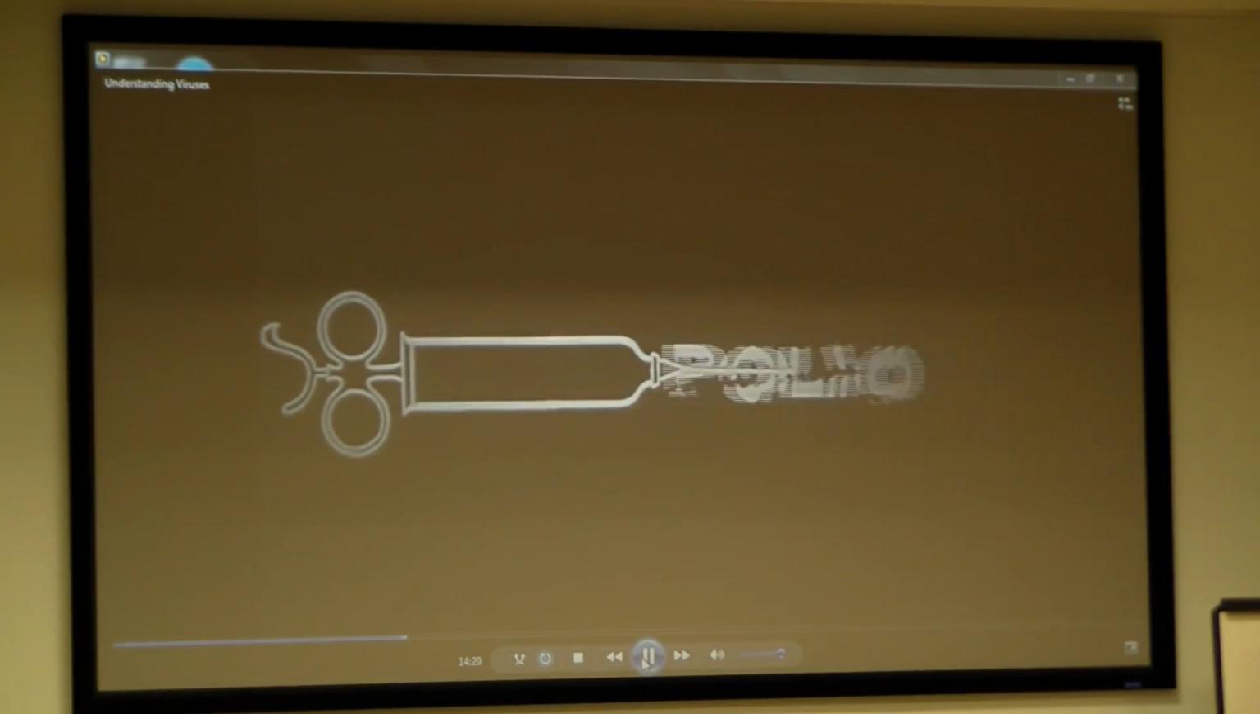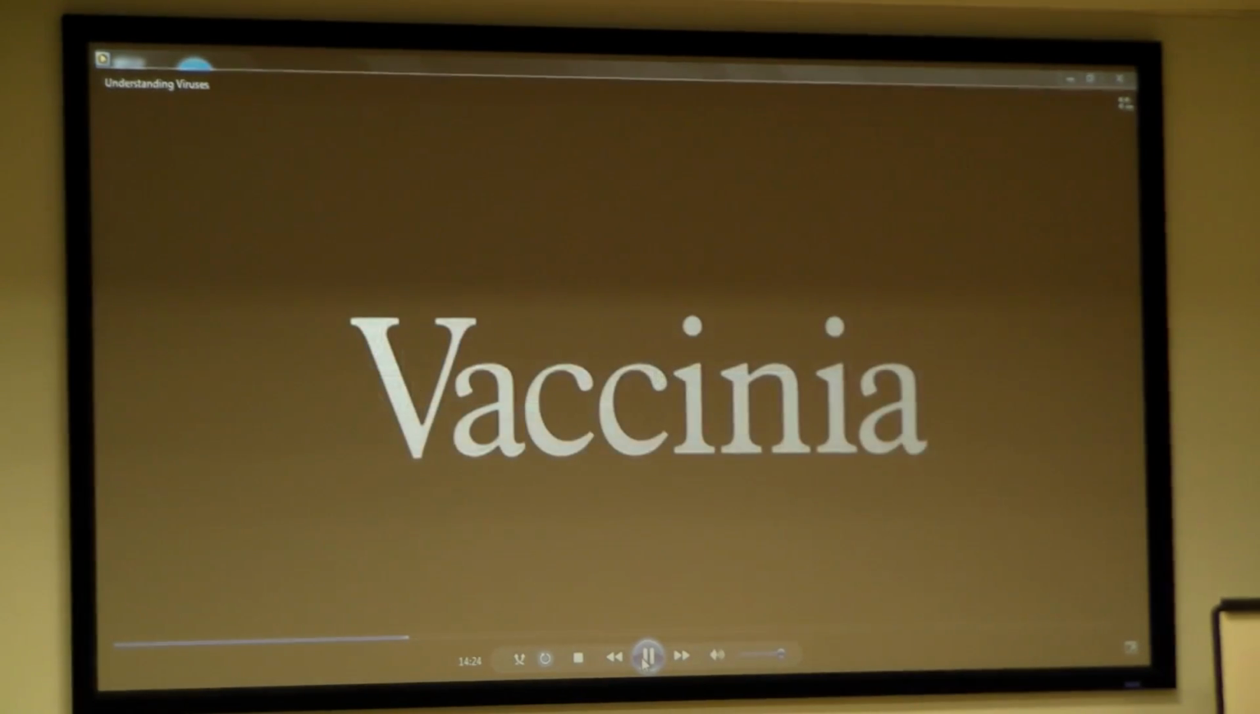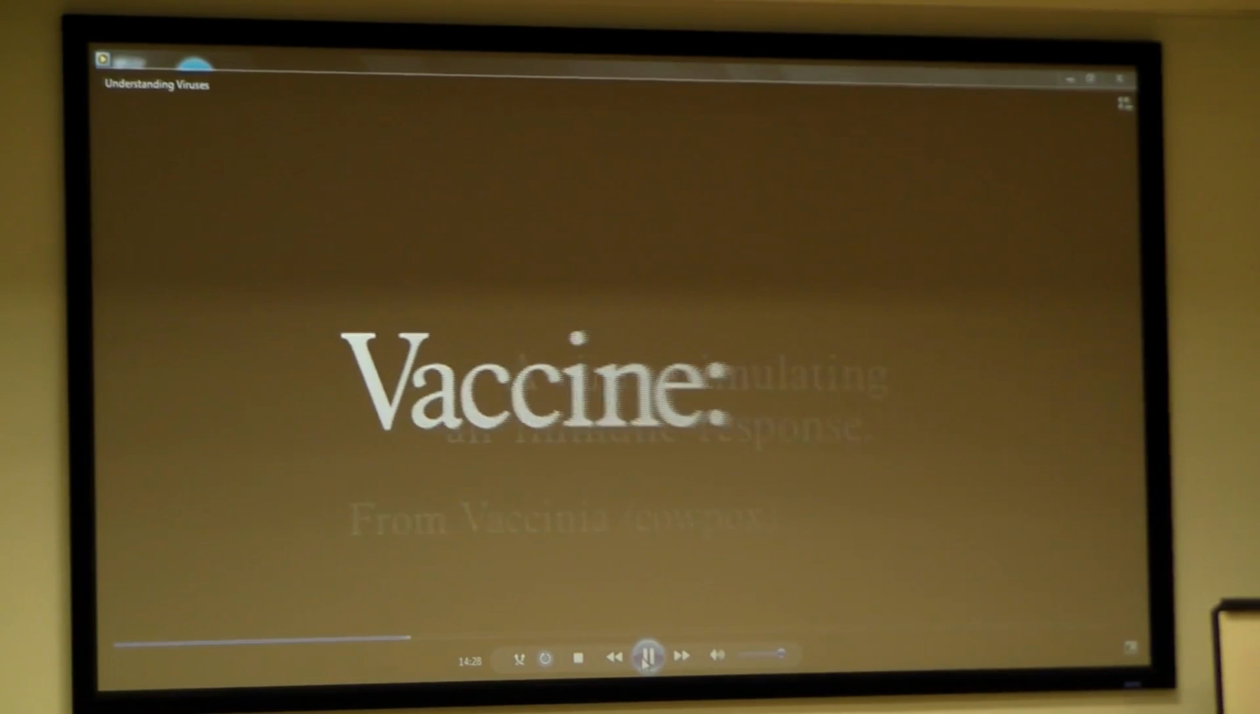Vaccines became a scientist's dream. They promised to rid the world of viral disease. Curiously, the word vaccine comes from a cow disease called Vaccinia.